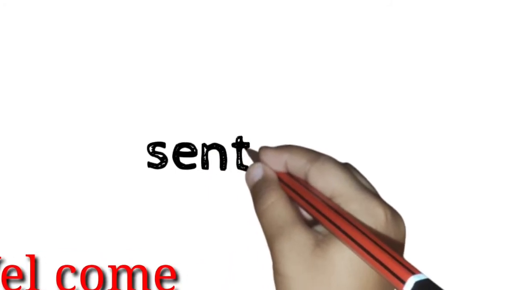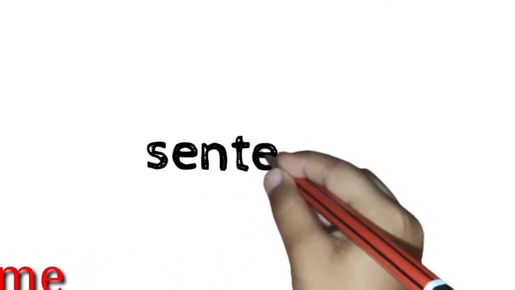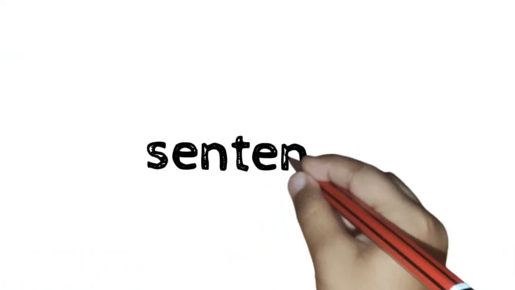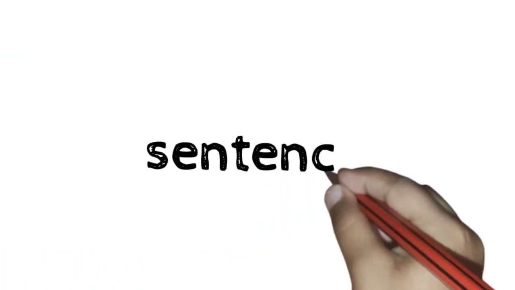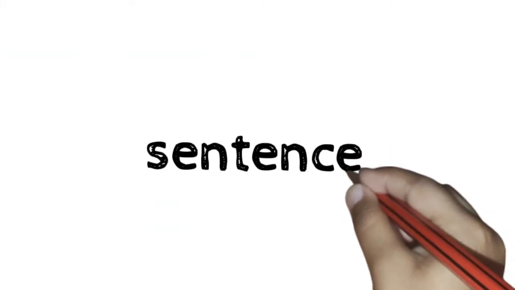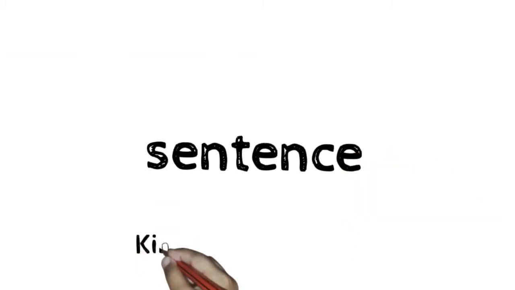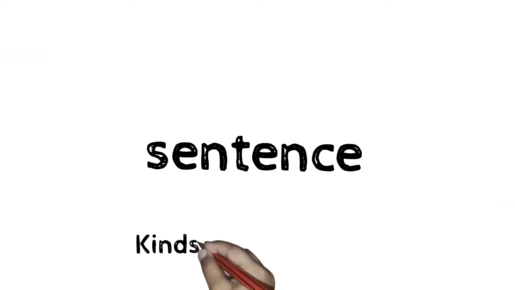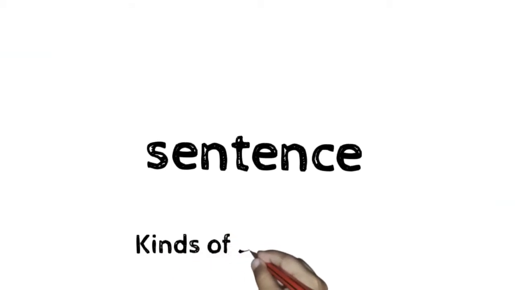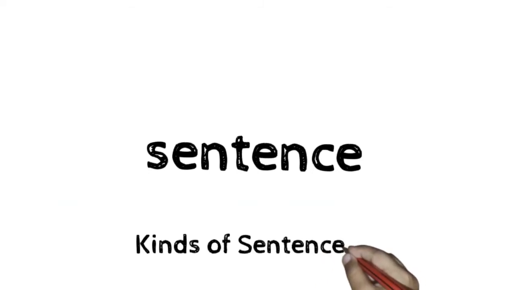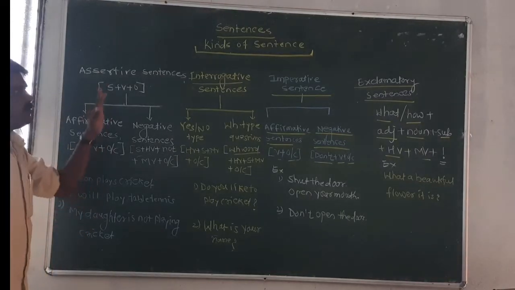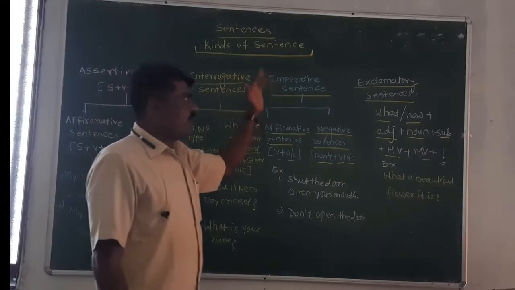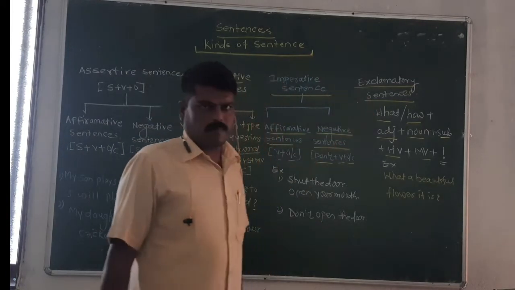Today we are going to learn sentences. What is a sentence? A group of words that is complete in itself, typically containing a subject and a verb, that expresses a statement, question, etc. Today we are going to learn the kinds of sentences. There are four kinds of sentences. We will go into detail. So let's see the kinds of sentences. The first is assertive, the second is interrogative, the third is imperative, and the fourth is exclamatory.